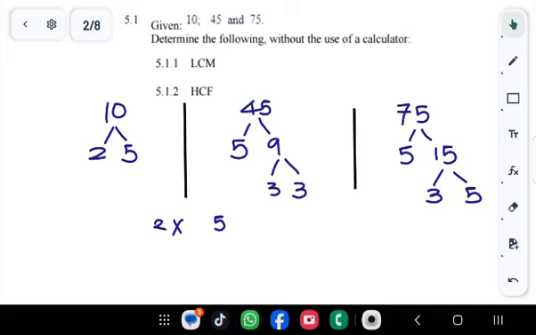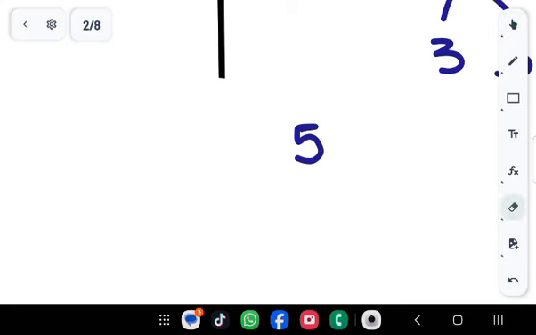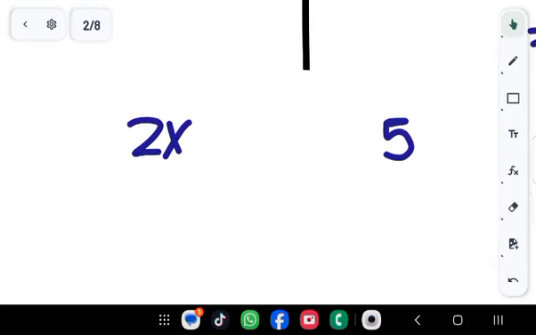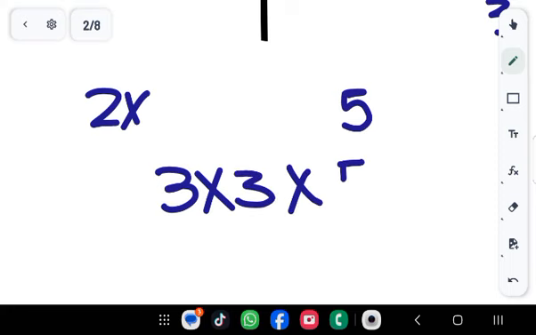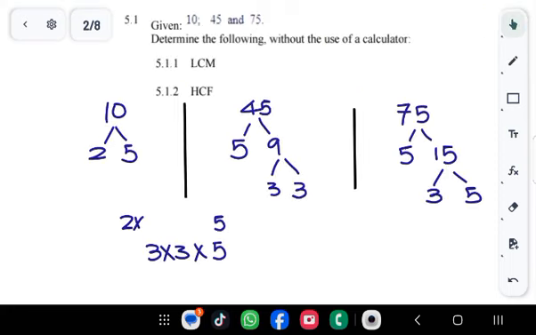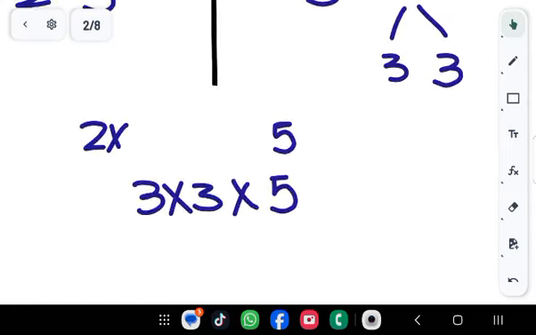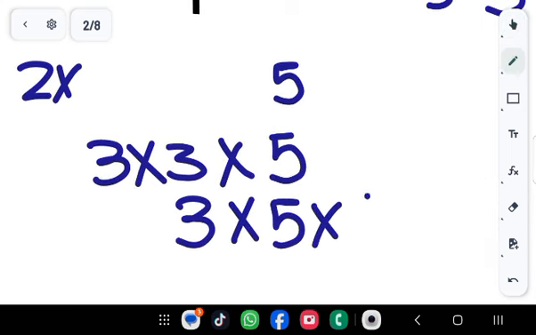And then for this one, 3 times 3 times 5. 2 times 5. So that will be 3 times 3 times 5 for 45. Notice I'm trying to make sure that I align them together so it's easier for me to work with the common factor. 3 times 5 times 5.